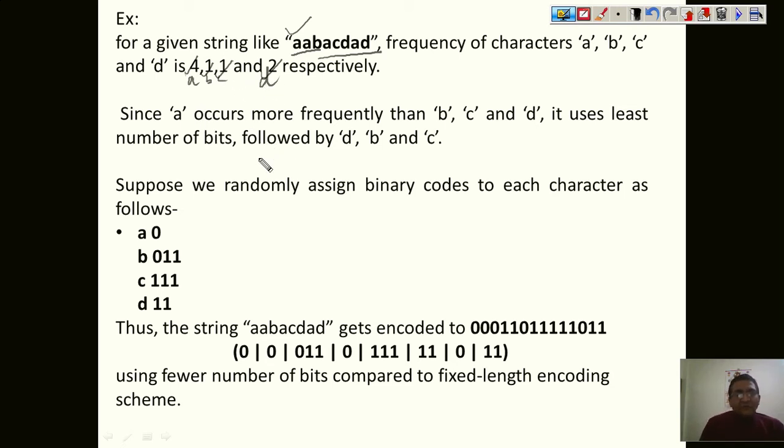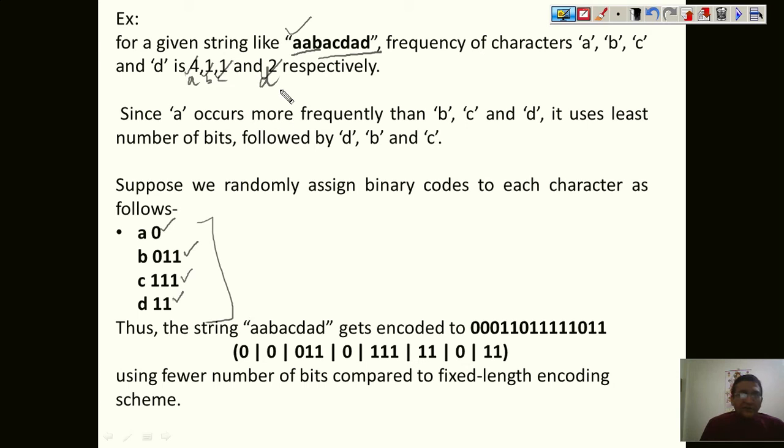So based on the approach that we have discussed, in the variable length encoding scheme we assign fewer bits to the characters that occur the maximum number of times, or whose frequency is maximum. Let us say we have assigned these bits randomly: A is represented by 0, B is represented by 0 1 1, C is represented by 1 1 1, and D is represented by 1 1. This is what we have assigned.